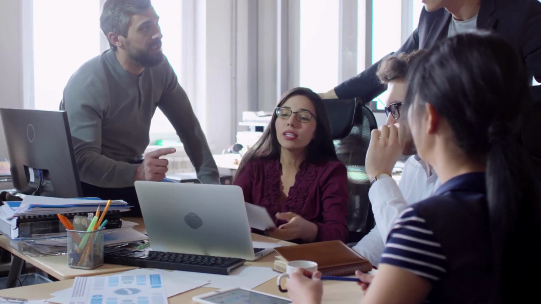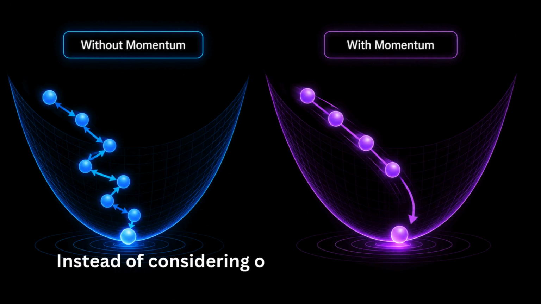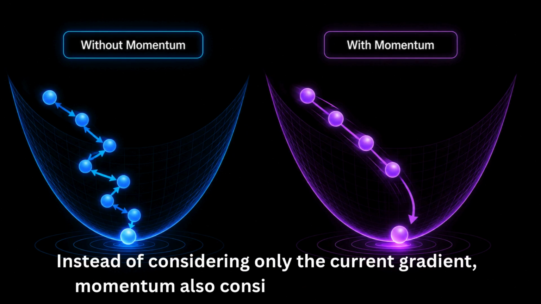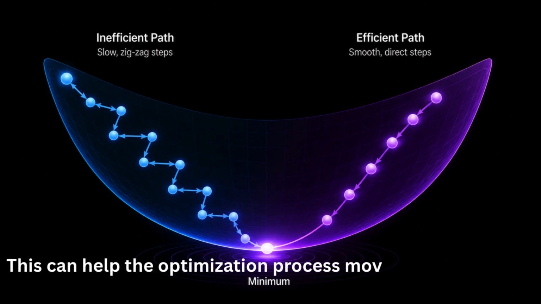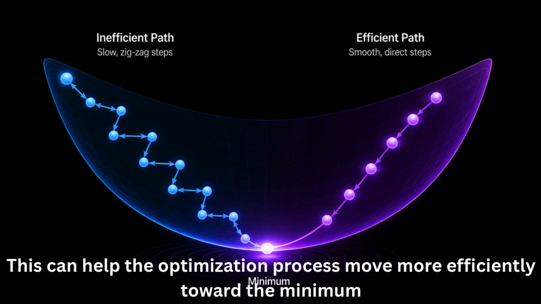Researchers also developed momentum. Instead of considering only the current gradient, momentum also considers previous updates. This can help the optimization process move more efficiently toward the minimum.